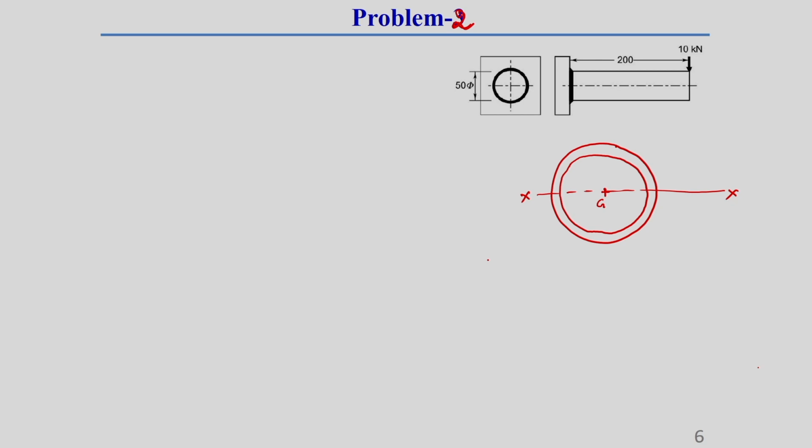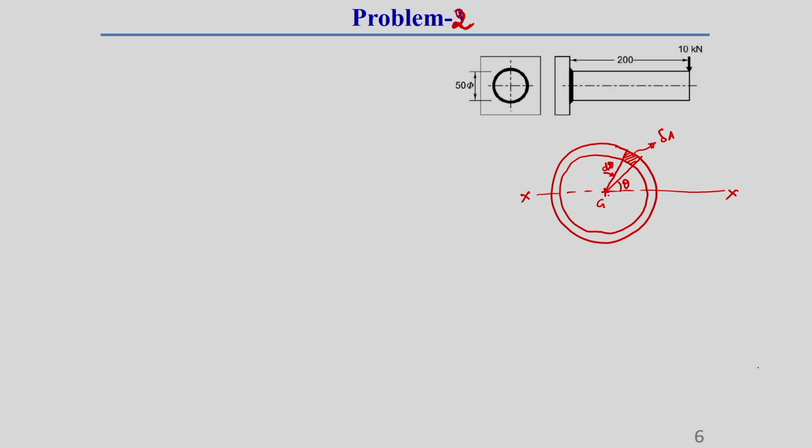Consider an elemental section of area delta A. Let this be the elemental section which I am representing, and let the area of this elemental section be delta A. It is located at an angle theta with the x axis and subtends an angle d theta, because this is a small elemental area, which I am showing in this figure.